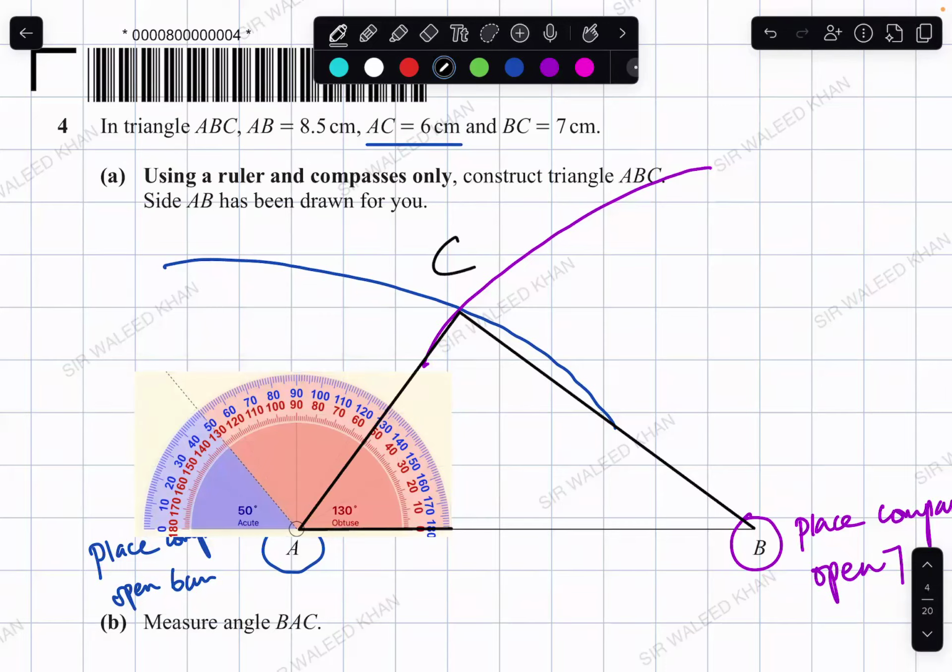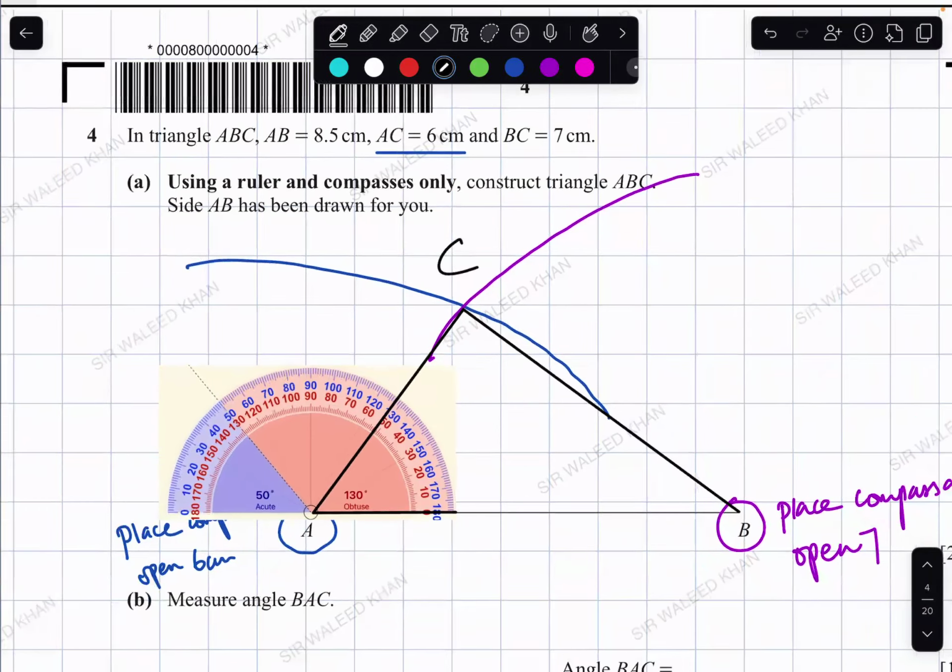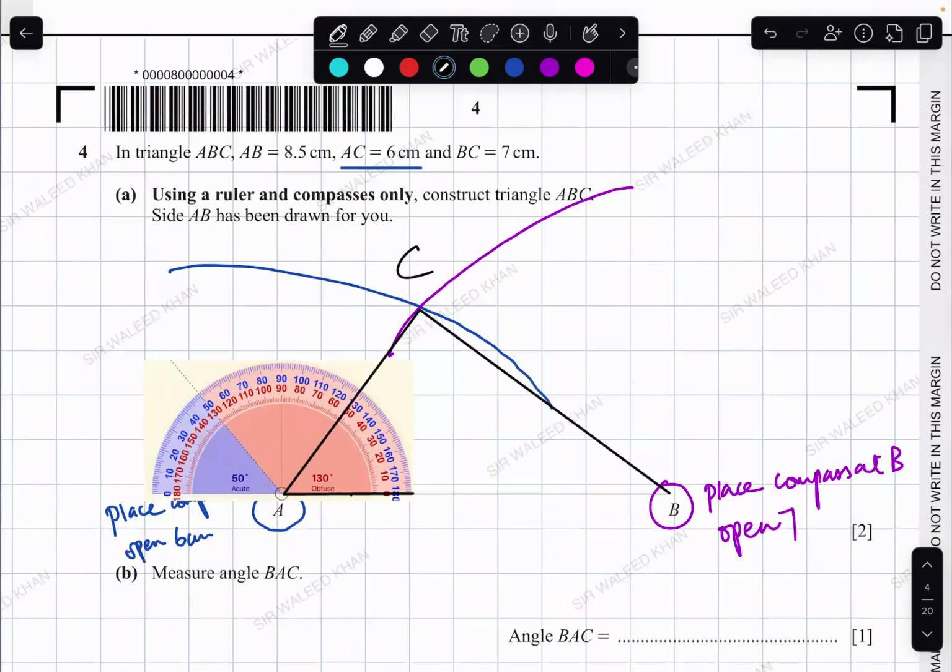So somewhat 52, 51, something like this, right? Obviously, it's less than 90 degrees angle. So I'm looking at the red scale, the lower scale, not the upper scale, right? This angle cannot be greater than 90. So look at the lower scale. This should be 51 to 52 or something like that. This is my angle. It's not accurate, obviously, but you know how to do it, right?